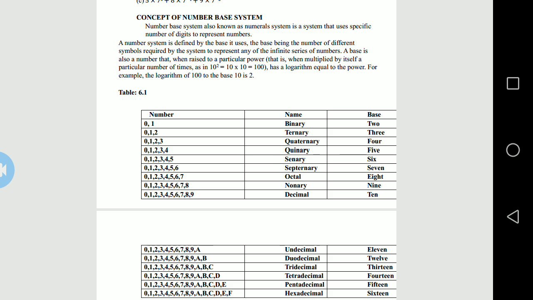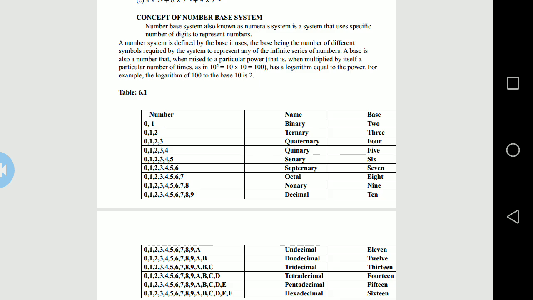A number-based system is defined by the base it uses. So a number is defined according to the base it uses. The base here being the number of different symbols required by the system to represent any of the infinite series of numbers. So the base here can be a number, it can be a symbol, it can be a letter that is being used to represent the infinite series of numbers.